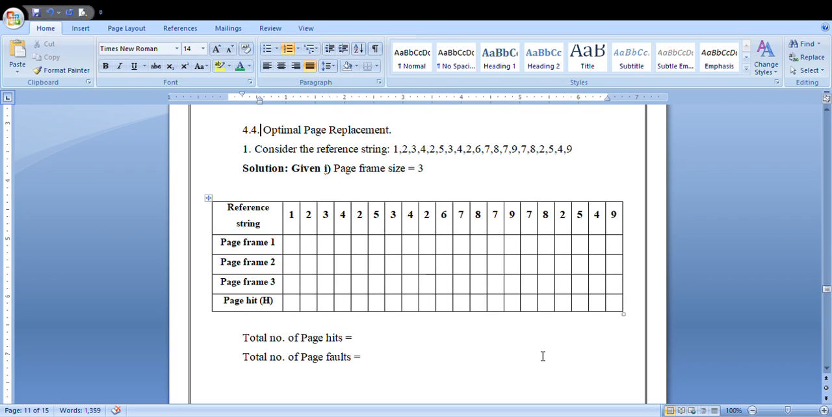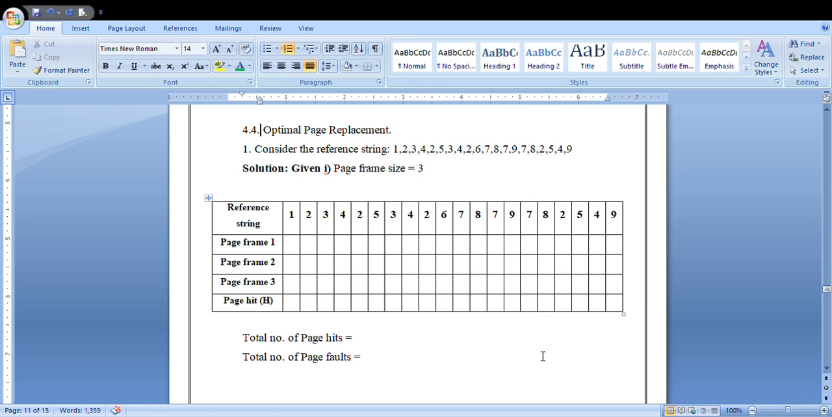Already you learned about two page replacement algorithm methods. One is FIFO, first in first out, and the next one is the LRU method, least recently used page replacement. And now the last method is optimal page replacement. Let's see how to solve the problem using the optimal page replacement algorithm. I am considering the same example.